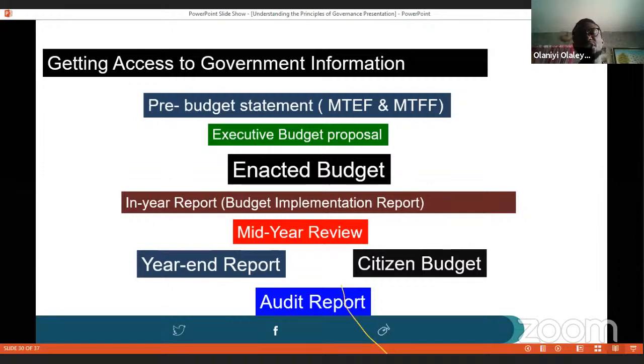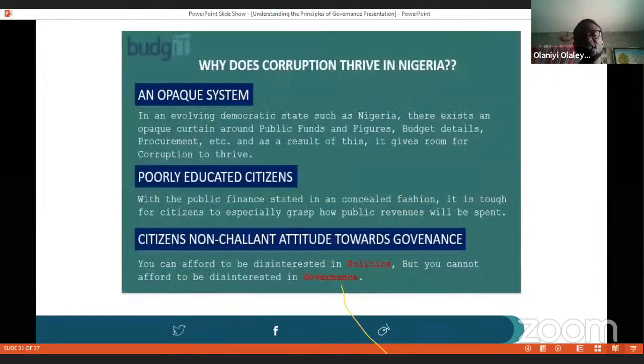Why do we have corruption in Nigeria? First one is because Nigeria is running a system that government is not responsible to the people, an opaque system. The books of the government is not open to the public. The second one is because of poorly educated citizens. People are not asking questions. People are ignorant. The third one, which I've described earlier, is because of the citizens' lack of a challenging attitude towards governance. That's why we have corruption.